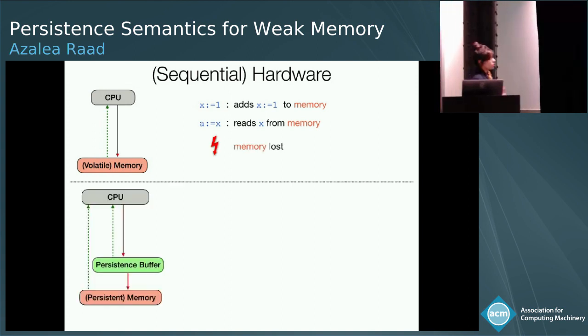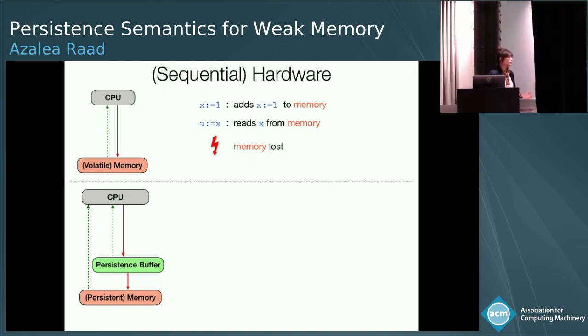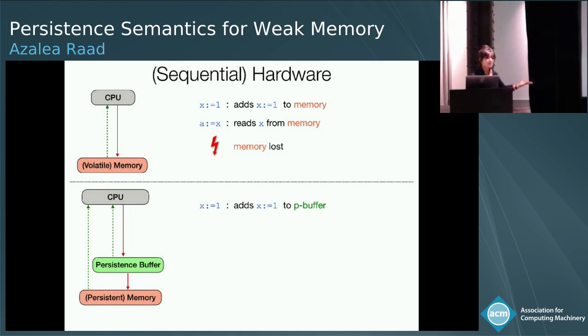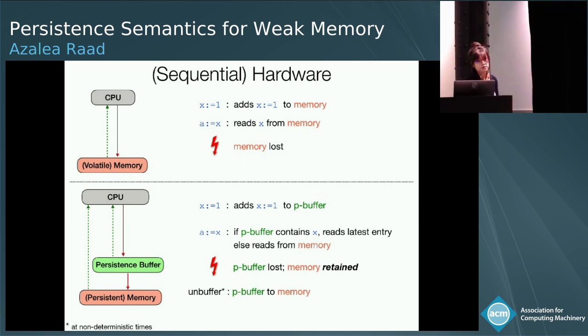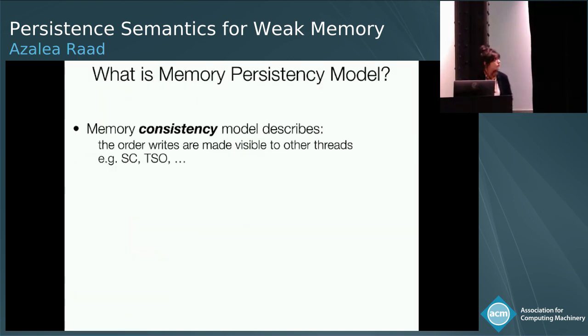Whereas in this class of persistent memory, you additionally have this persistence buffer sitting in between. So if I write, I will write to the persistence buffer. And if I read, I first check the persistence buffer to see if there are any pending writes to be committed. And if not, I'll go to the persistent memory. And finally, if there is a crash, the persistence buffer will be lost. The things that haven't committed to persistent memory will be lost. But the persistent memory itself will be retained. And finally, at some non-deterministic points in time, the writes in the persistence buffer will be committed to memory as expected.